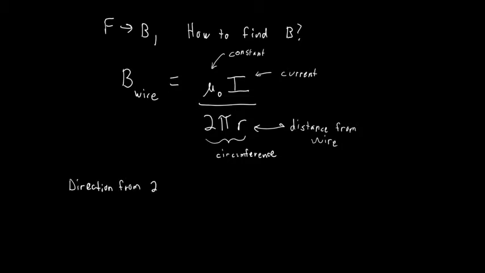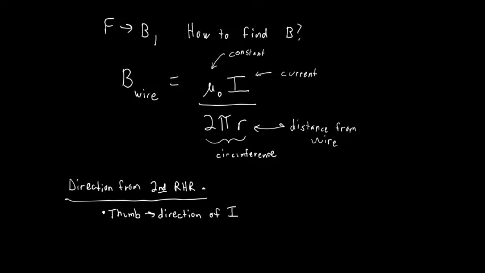And we're going to use something called the second right-hand rule. So the second right-hand rule says that you point your thumb in the direction of your current. And then what you need to do is bend your fingers 90 degrees. And at that point, the fingers will point in the direction of B. So let's see how that works.